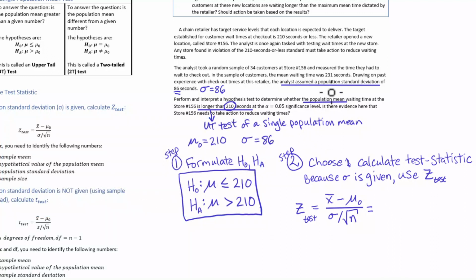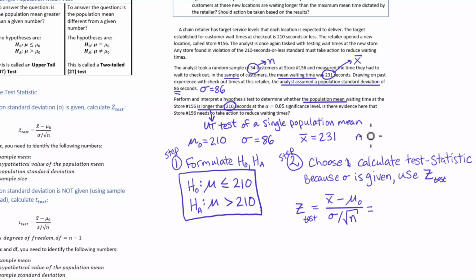Now we've identified mu zero and sigma, but we don't have x bar or n yet. But we see in the problem that in the sample of customers, the mean waiting time was 231 seconds. So the mean of a sample is notated with x bar. X bar in this problem is 231. The final piece of information we need is sample size. It says the analyst took a random sample of 34 customers.